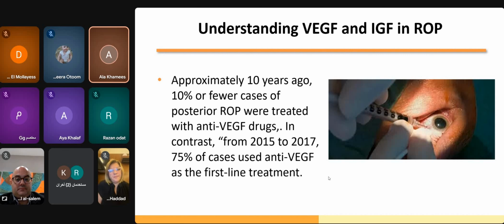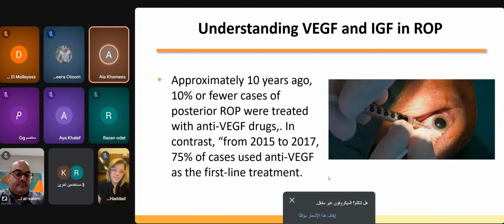10 years ago, only 10% or fewer cases of posterior ROP were treated with anti-VEGFs. 2015 to 2017 was at 75% of cases using anti-VEGF as the first-line treatment. Last year, we made a cohort in my university clinic in Düsseldorf, and out of the 98 examined ROP patients, we treated 9. 7 of them received anti-VEGFs and 2 received laser therapy according to the request of the patient, of the parents.